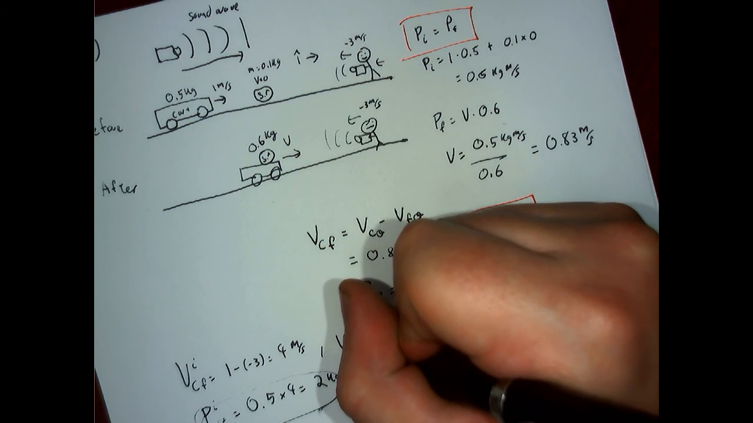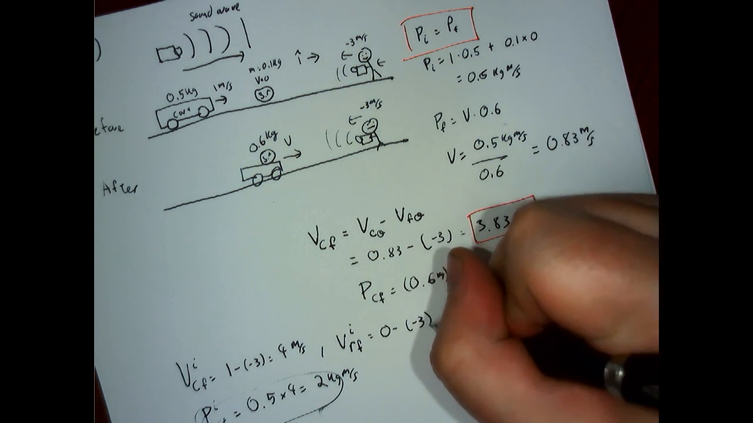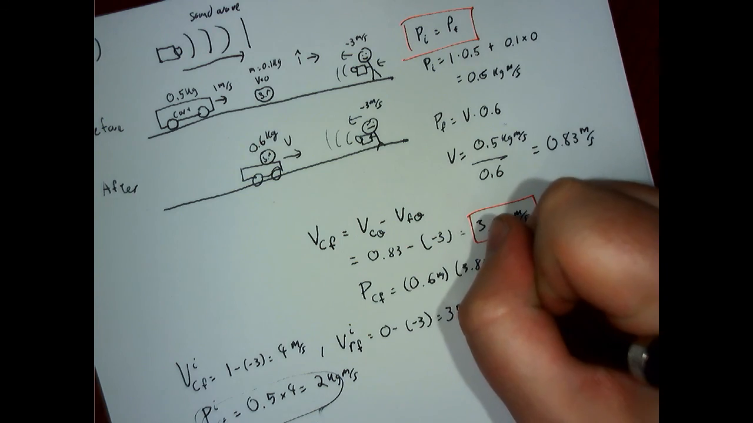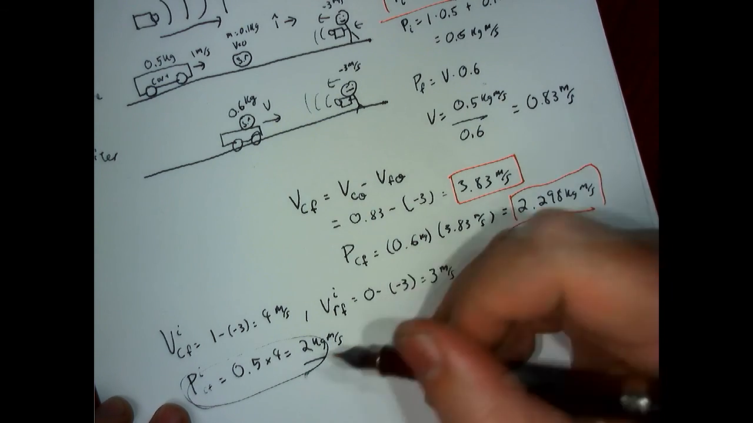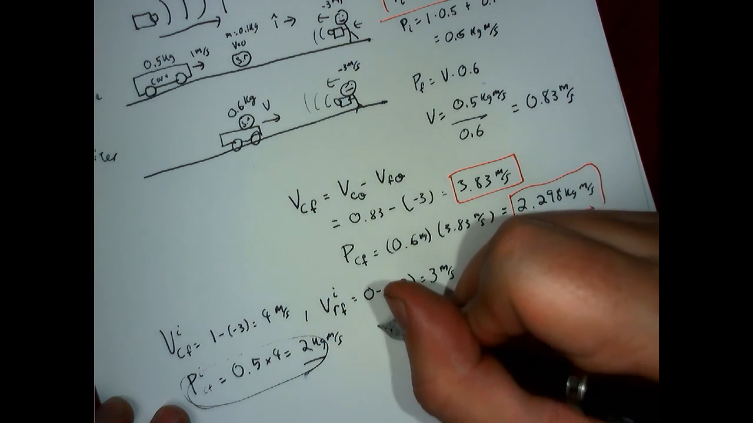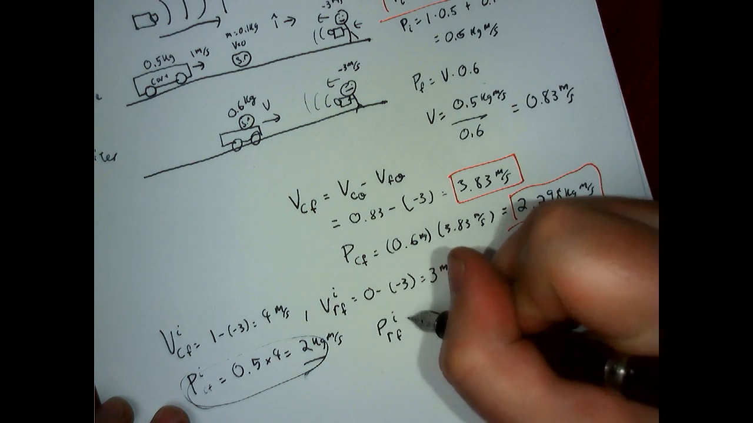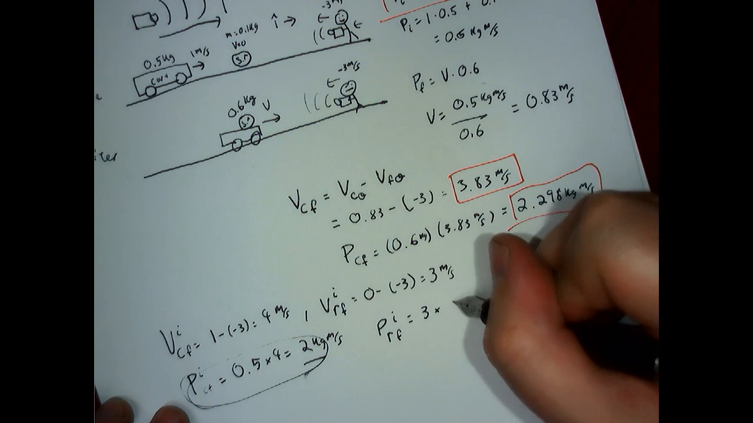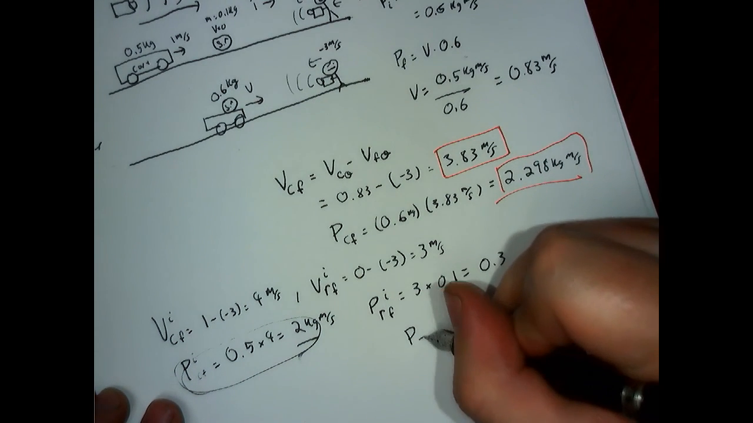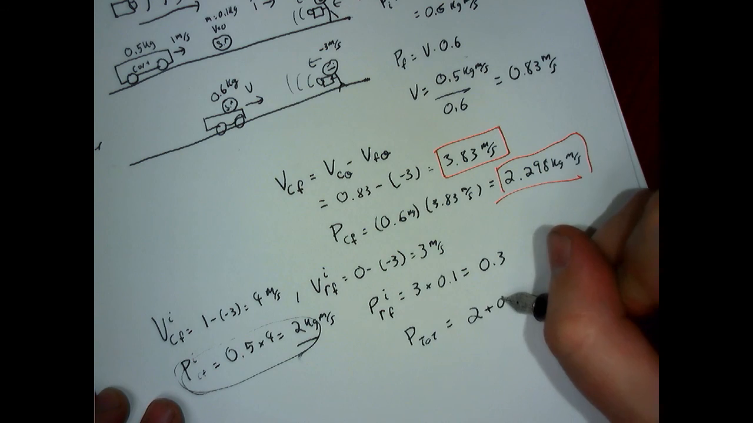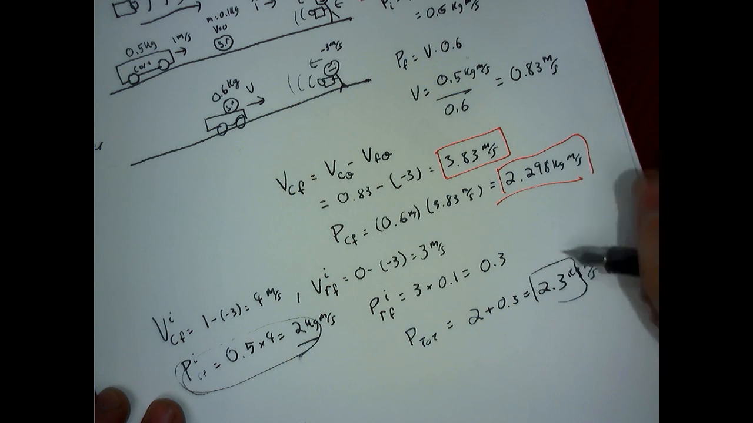a ranger, according to the friend. And the ranger's sitting still, but my friend says that it is moving with 3 meters per second to the right. So the cart's momentum is this, and my ranger's momentum is going to be 3 times 0.1, so it's 0.3, and so the total momentum is 2 plus 0.3, which is 2.3 kilogram meters per second, which is the same as that number.